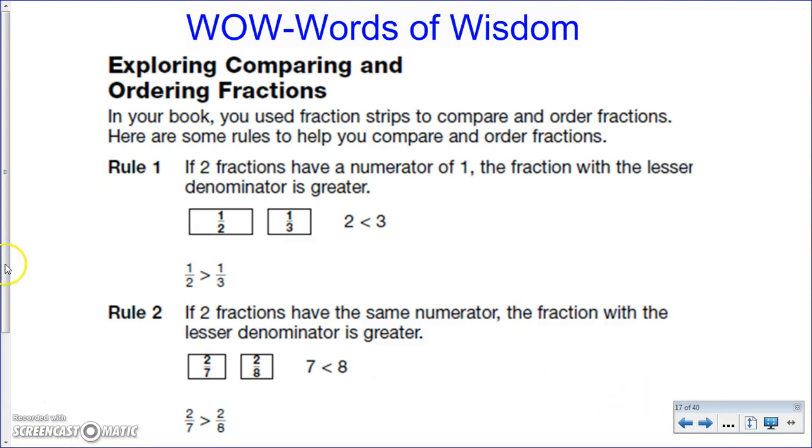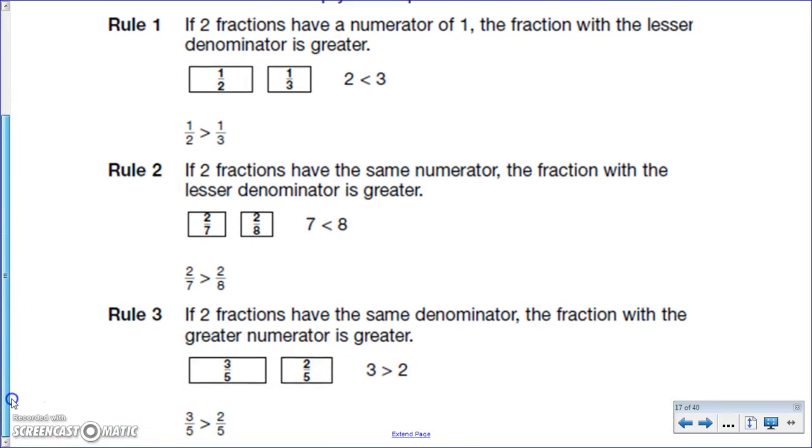For rule number 2, if two fractions have the same numerator, the fraction with the lesser denominator is greater. Again, this is because whatever you're dividing into multiple pieces, if you're dividing it into fewer pieces, you're getting bigger pieces. So 2/7 is bigger than 2/8. Rule number 3, if two fractions have the same denominator, the fraction with the greater numerator is greater. So 3/5 of something is greater than 2/5 of it.